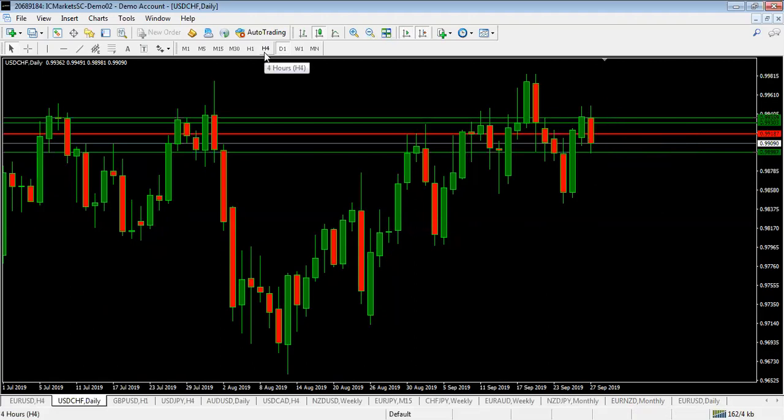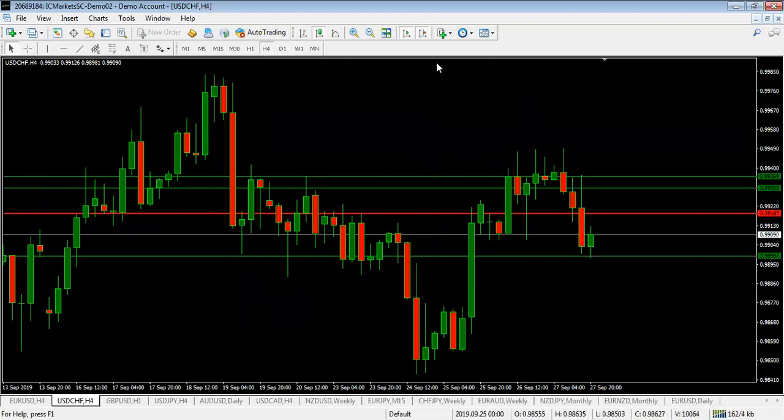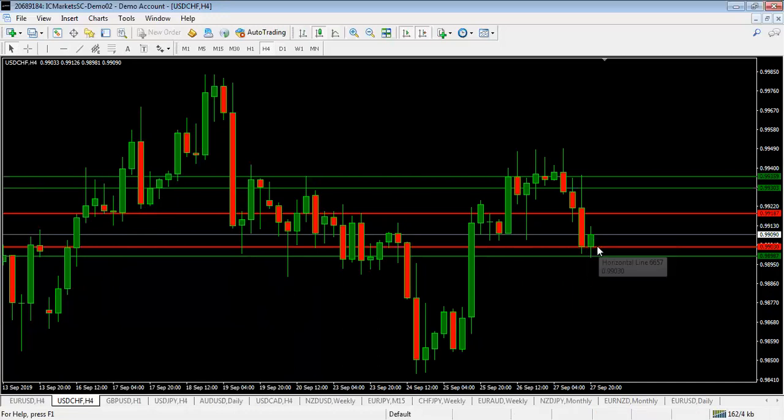So let's go down to 4 hour. I can decide to take a sell trade when the market opens, but I still have a little support here. Or I can wait for the market to break this and trade below this support level. I'll wait for the market to trade below the support level before I take a sell trade.